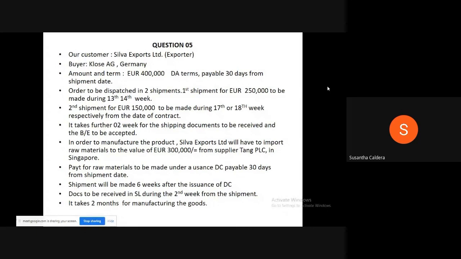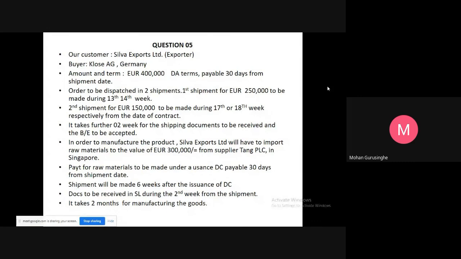How is it, children? 19-18 weeks? 17-18? 19-20. It is 19-20. 5 months: 4 months fixed and 1 month option. I'm talking about the first shipment. The first shipment. There is a payable for 30 days, sir. DA terms. Right.